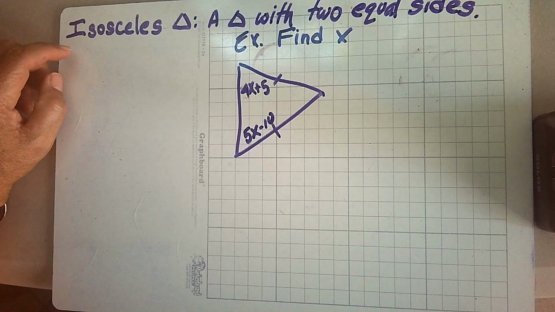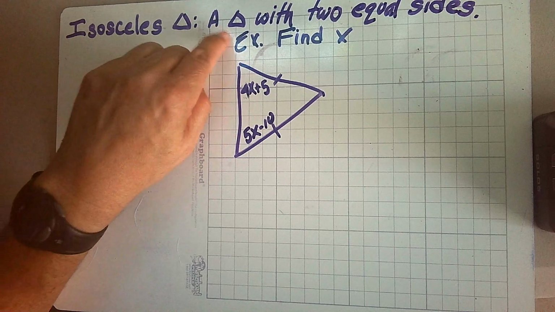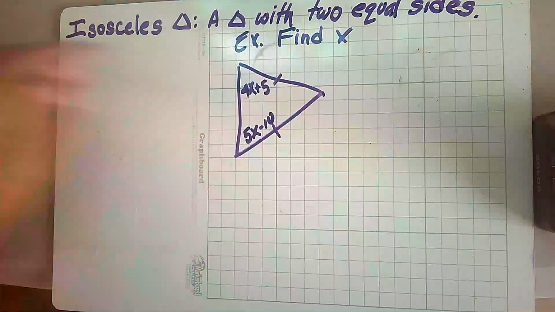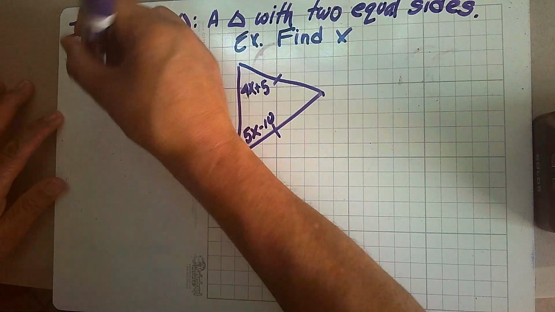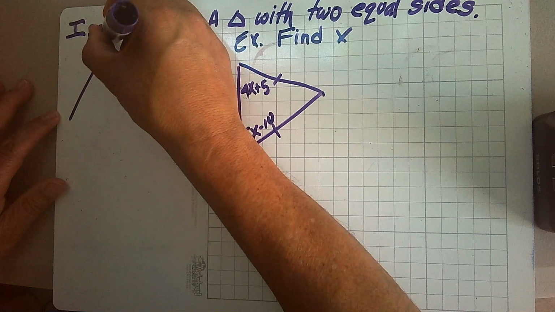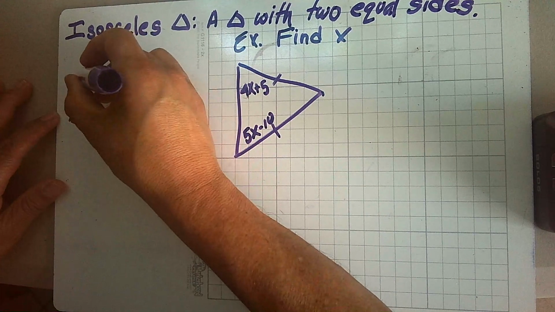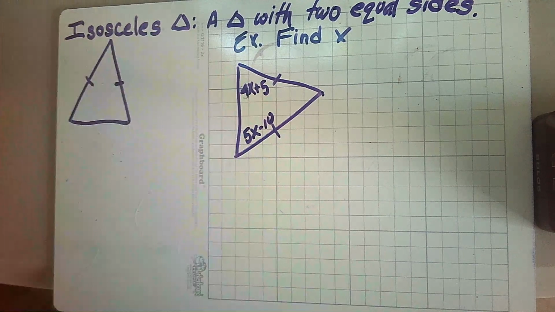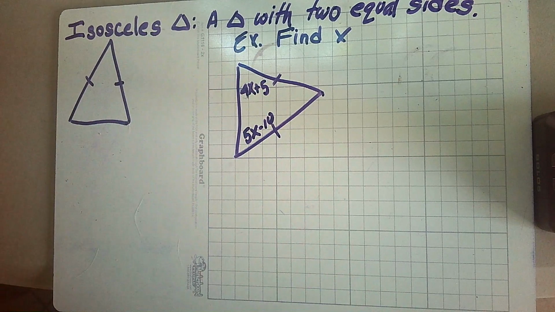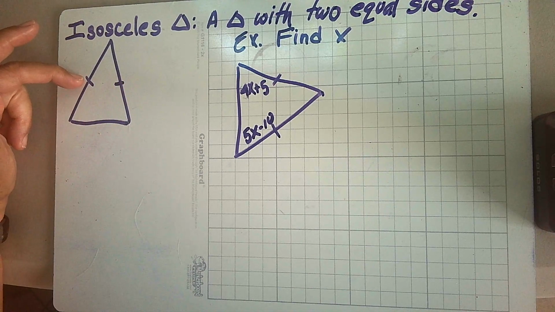Okay, remember an isosceles triangle is a triangle with two equal sides. So draw a triangle where two of the sides are equal. And to see they're equal, we use tick marks. Okay, now the part you need to understand is the following. If these two sides are congruent, the angles opposite are also congruent.